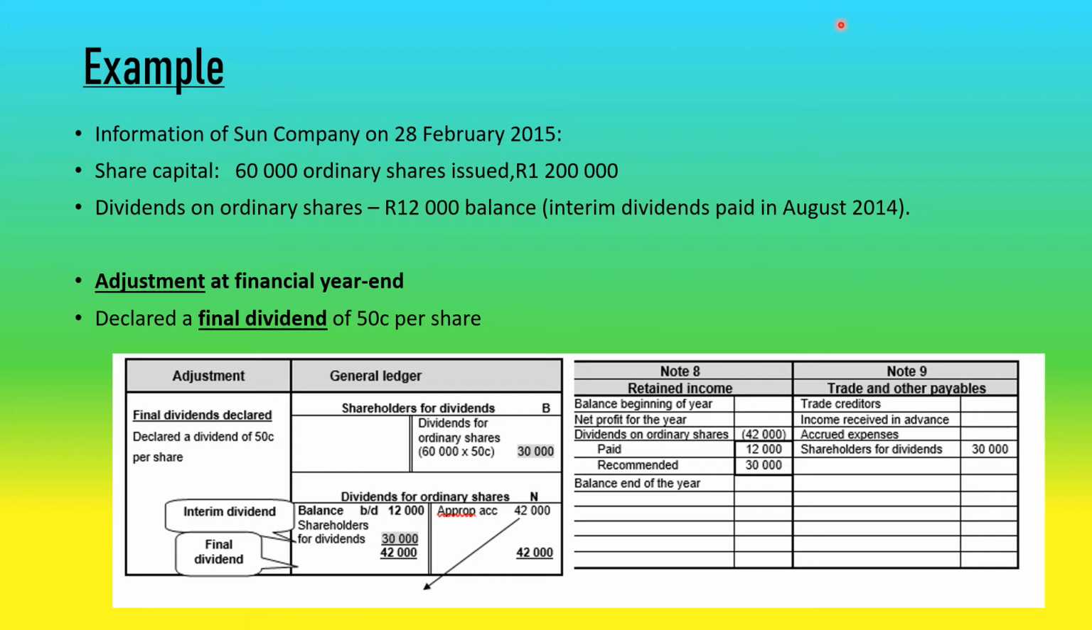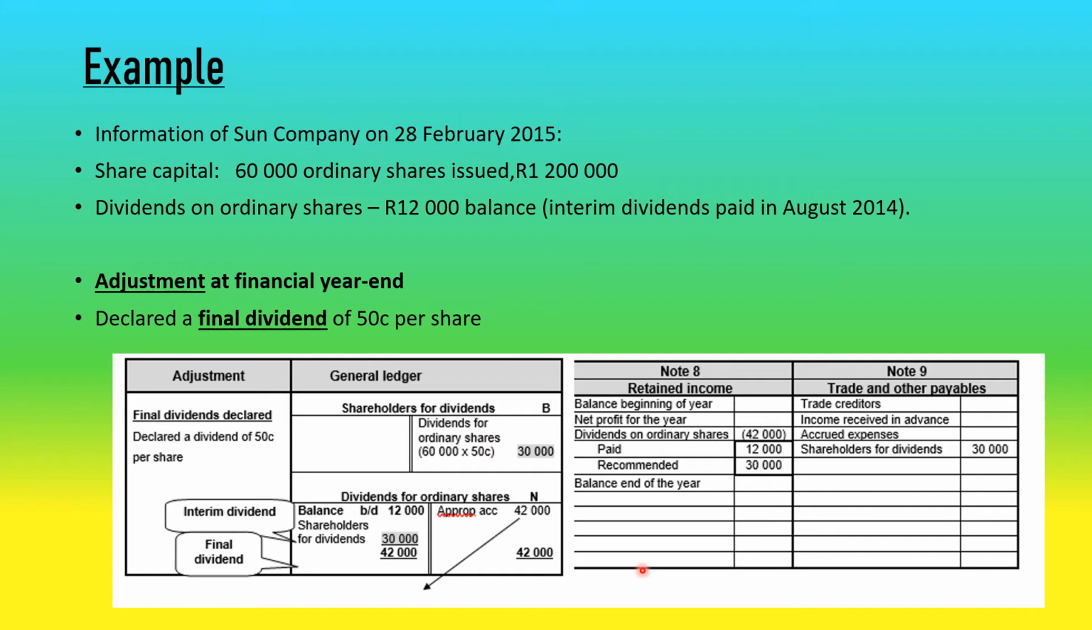Now, in our example, you can see that we've brought down the balance of 12,000 Rand. This is the dividend and ordinary share that was already paid and declared. We've declared another final dividend of 50 cents per share, which is 60,000 shares times 50 cents gives you 30,000. So we've debited the dividends for ordinary share account and credited shareholders for dividends, which is our liability account.